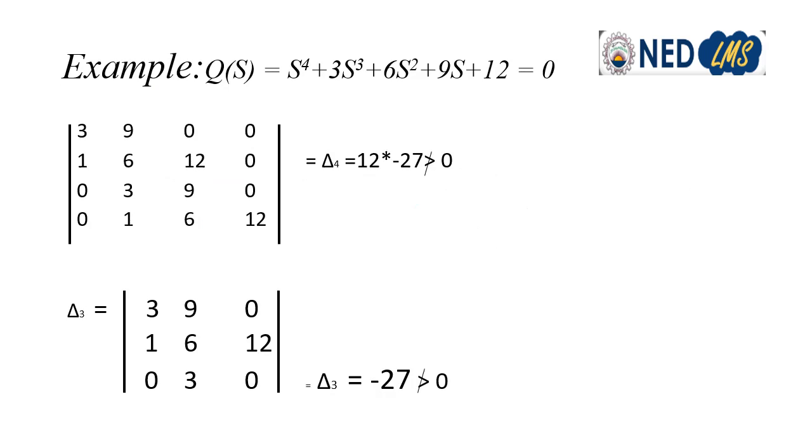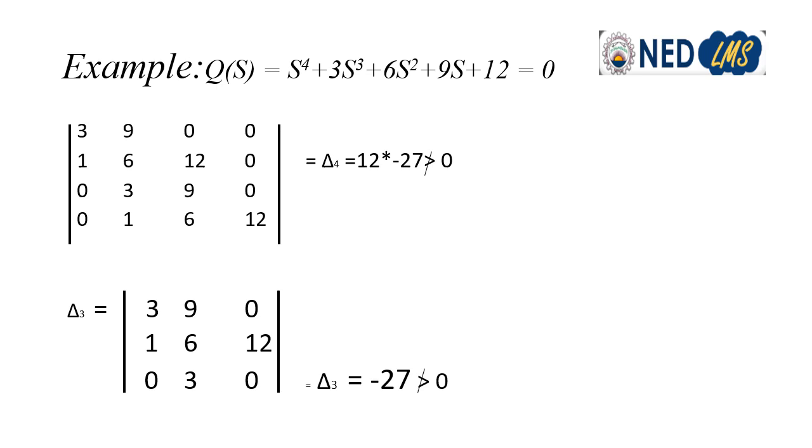Now we'll see an example. This is q of s equals s to the power 4 plus 3s cube plus 6s square plus 9s plus 12 equals 0. So we used these coefficients for del 4. The first is the coefficient of s cube, which is 3, then 9, then we have put 0, 0 here just to make it of order 4 by 4. Then the coefficient of s to the power 4 is 1, 6, and then 12. Again we have put a 0 here.